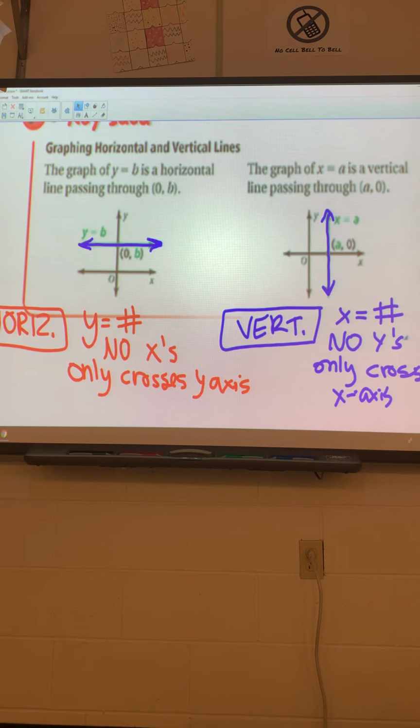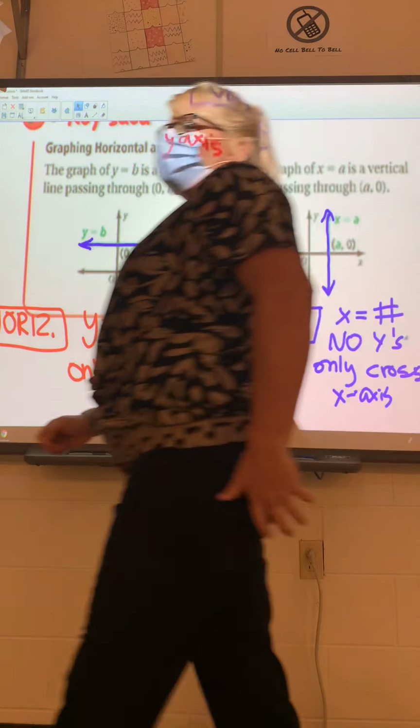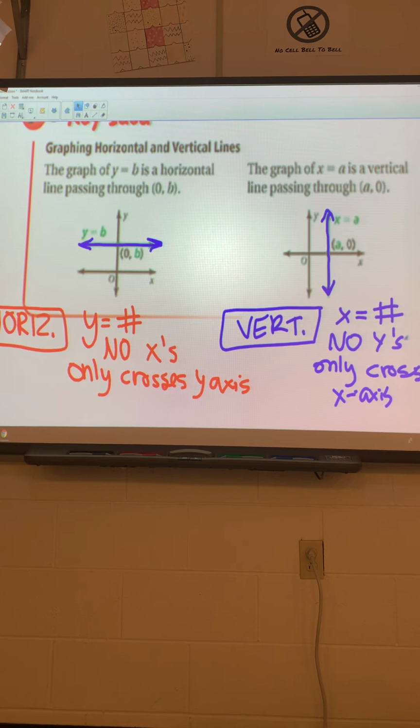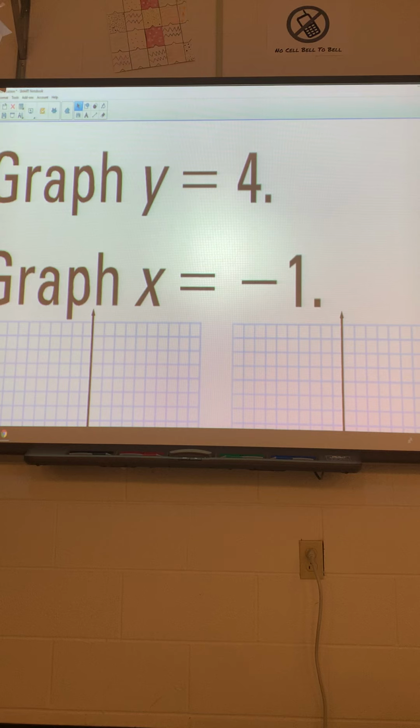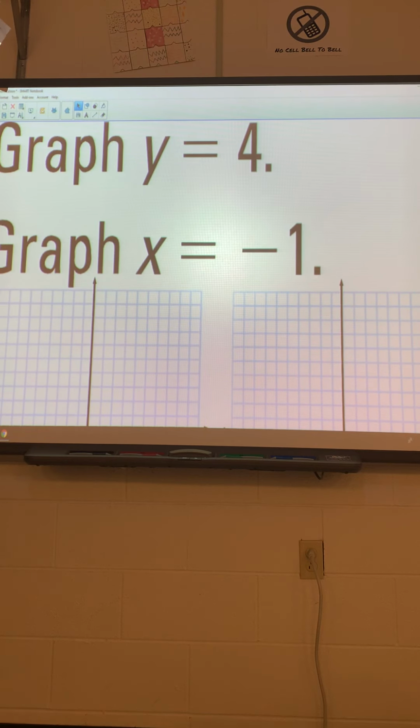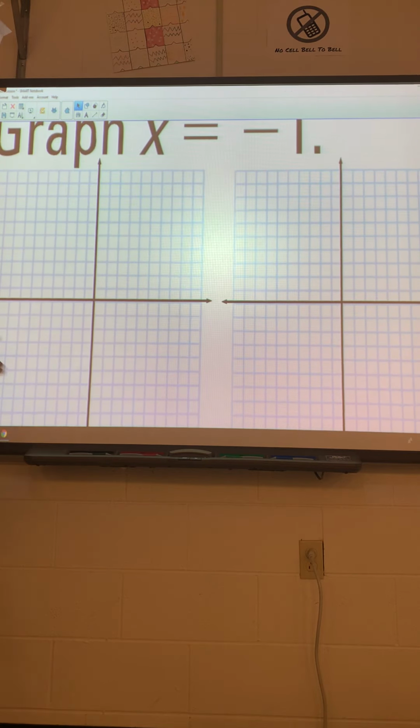Okay, so that being said, what we're going to do is practice graphing some of these on the other sheet. It says graph y equals 4 and x equals -1. Can we put this in my folder? You can after we do this. You'll need these.